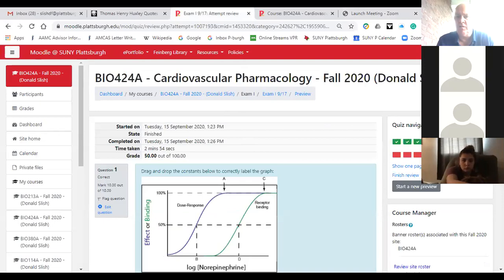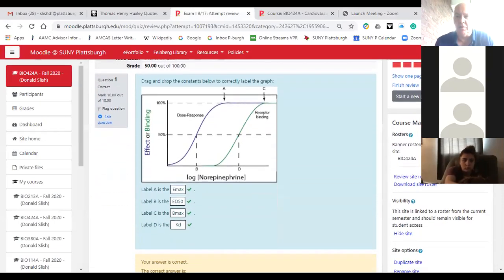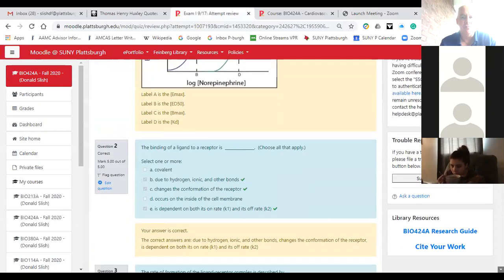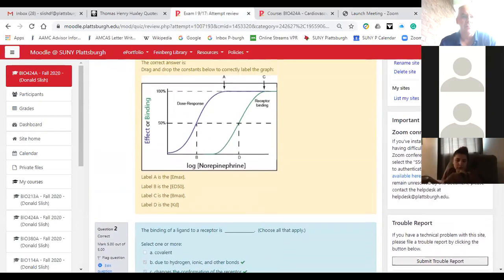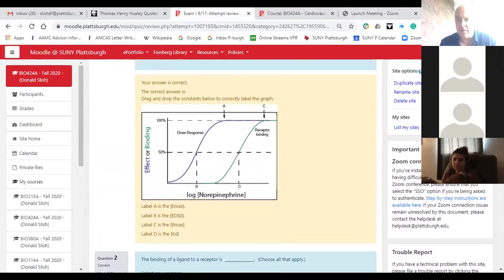Okay, first question. I'm hoping this was free points because this was pretty easy. I think most people got this. So anyway, Emax, Bmax, because this is binding. This is ED50 and this is KD. That should have been pretty easy. Okay, that's just the answer.